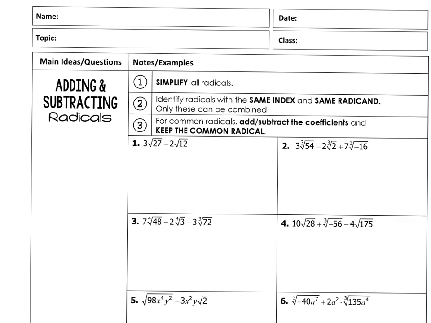So today we are going to be looking at lesson 3-3, day 1. We're going to be adding and subtracting radicals and multiplying radicals. So the first thing we're going to look at are the steps involved when adding and subtracting radicals.